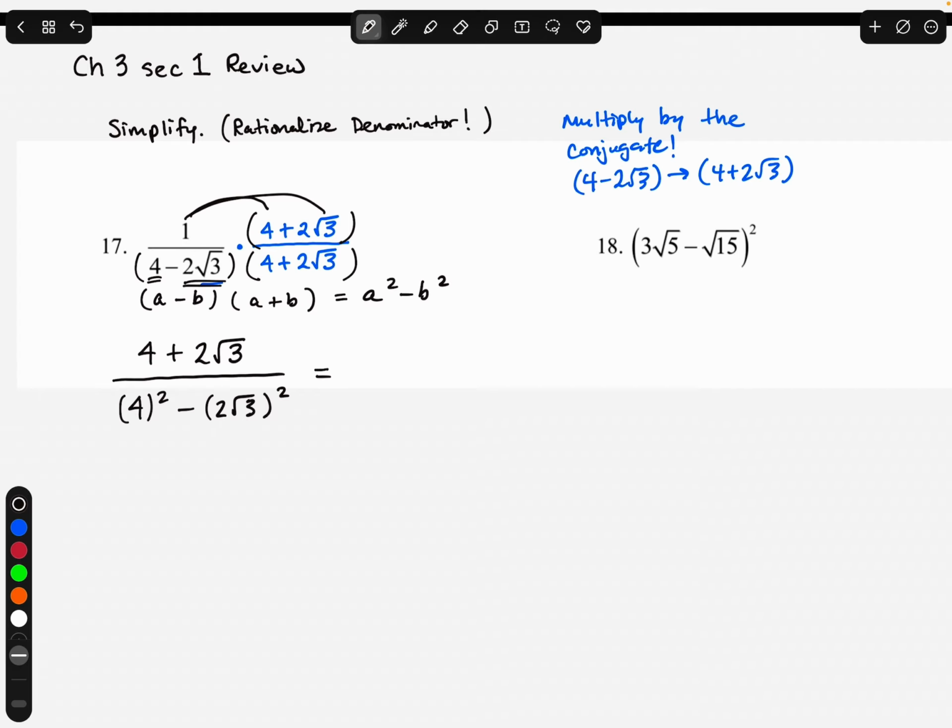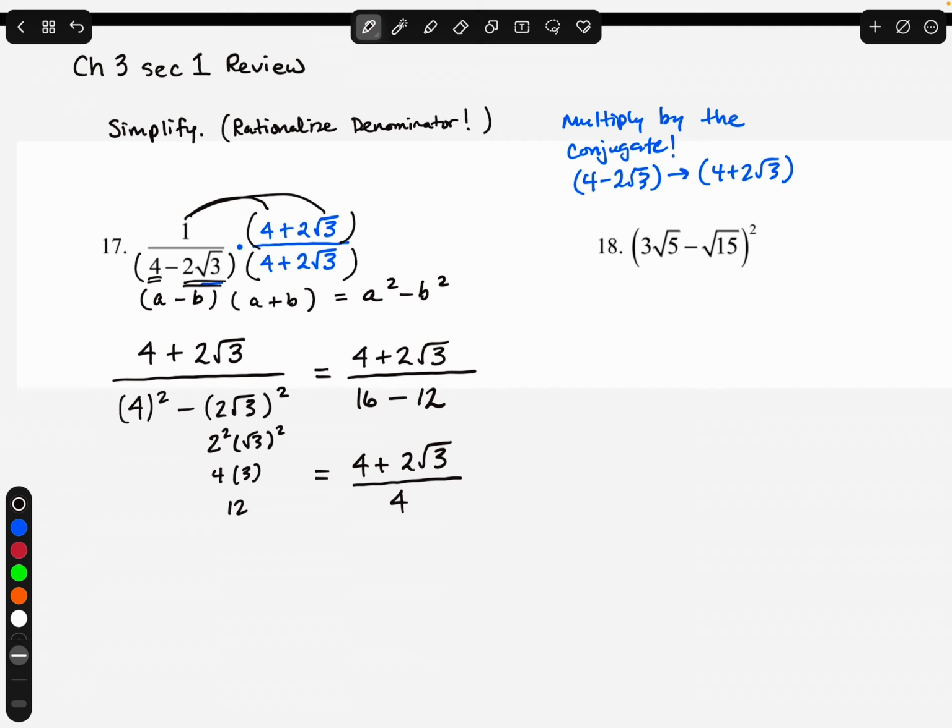And so the outer and inner terms, when we're foiling there, would have canceled out. So what we have right now is 4 plus 2 radical 3 on the top. On the bottom, 16 minus 2 squared times radical 3 squared. So that's going to be 4 times 3, which is 12. So 16 minus 12, that's going to give us 4. So we have 4 plus 2 radical 3 all over 4.